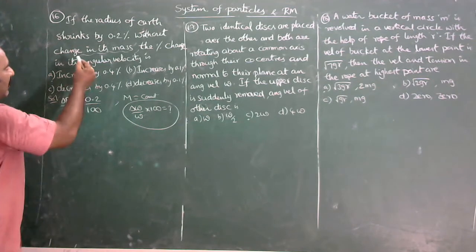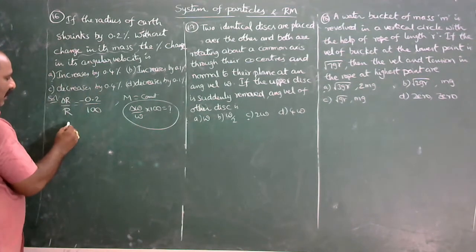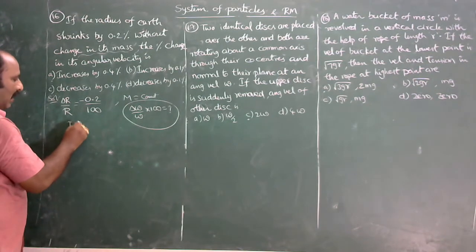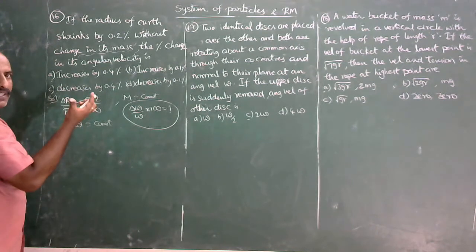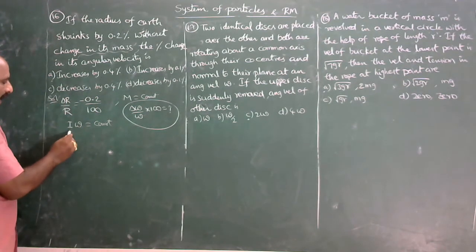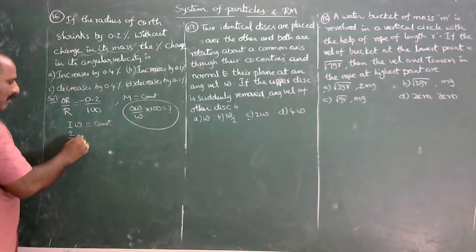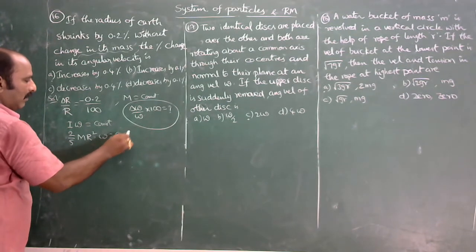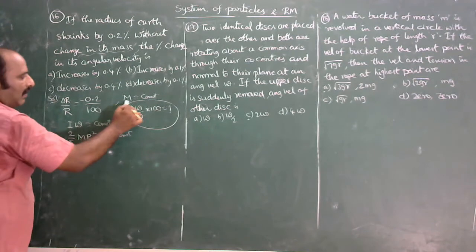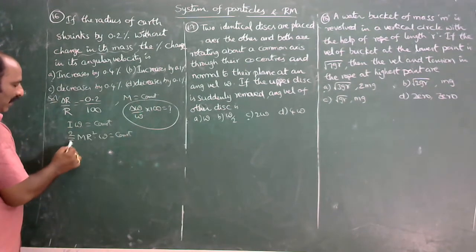We know in the case of rotation of the Earth, angular momentum L is equal to constant. That means I omega is equal to constant. Earth is a solid sphere, so instead of I write 2 by 5 m r square. I value is 2 by 5 into m r square into omega is equal to constant. Now here mass is constant, 2 by 5 is constant.